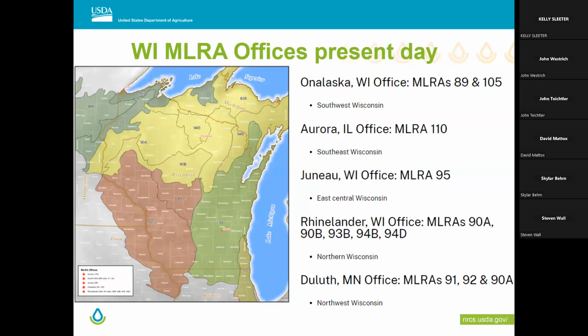Starting with Duluth, Minnesota, covering the northwest portion, Rhinelander in north central Wisconsin, Juneau Soil Survey Office in the southeast, Aurora in the far southeast along the lakeshore, and then Onalaska Soil Survey Office in the west central portion, covering the driftless area and the central sands.